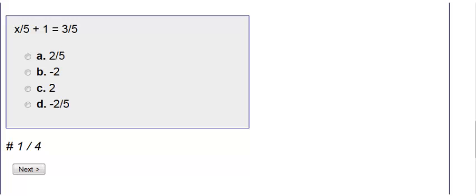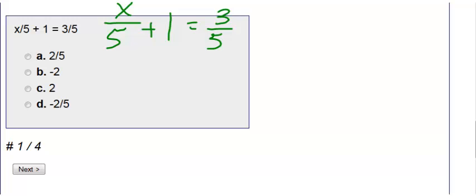All right, we're now getting into fractions here. We have x over 5 plus 1 equals 3/5. Now, yes, I can move this 1 to the other side and so on, and I'm still going to get fractions, but if you can get rid of fractions, get rid of them. And that's what I like to do.